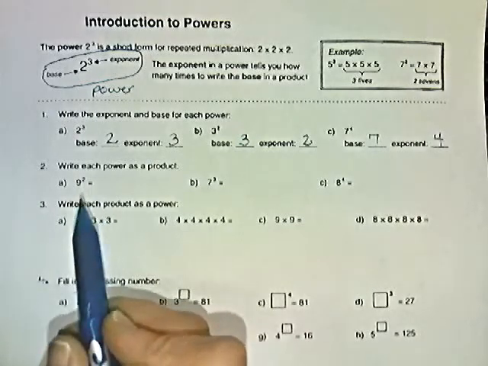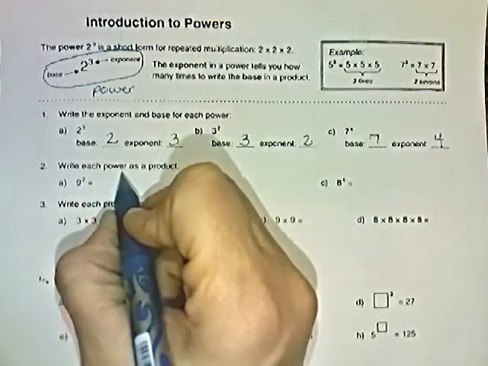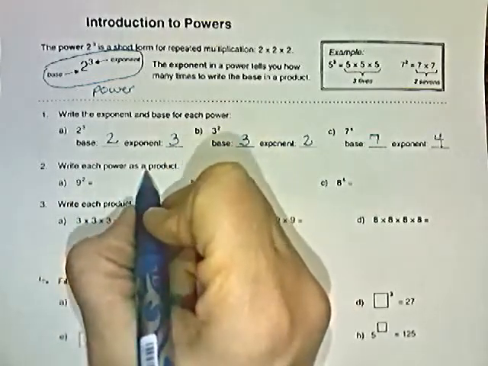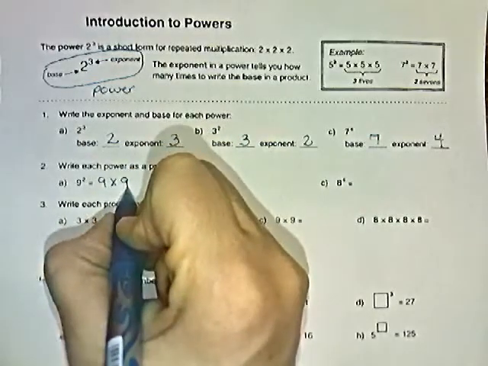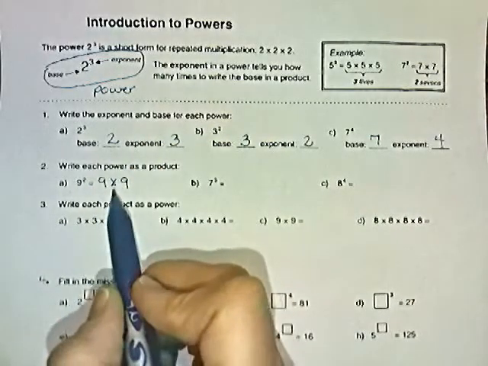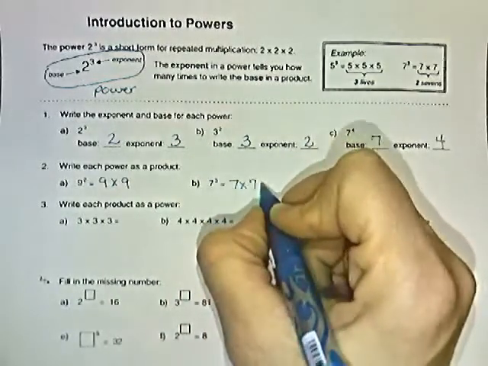When we have a 9 to the exponent 2, or a 9 squared, it asks us to write each power as a product. So that's math speak for write it out and show me exactly what is getting multiplied. So a 9 squared is a 9 times 9. 7 cubed is a 7 times a 7 times a 7.